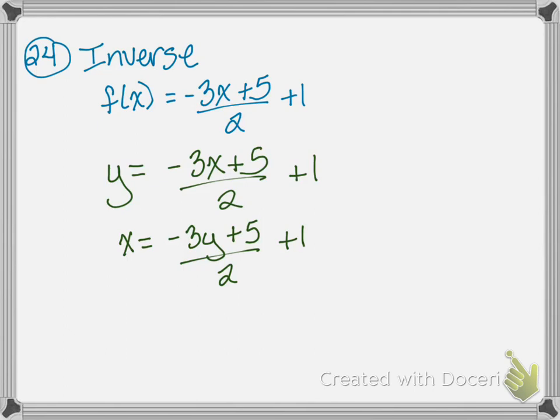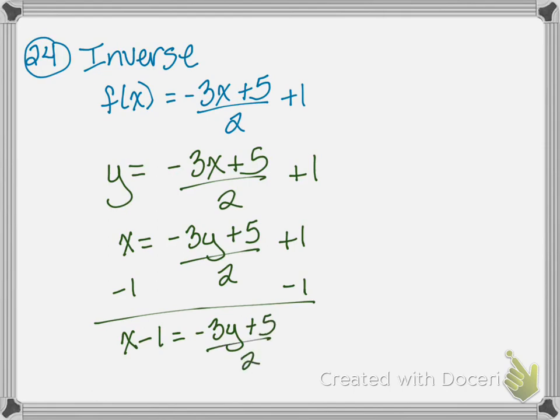Now, you may want to multiply by that 2 to get rid of it to begin with. And that is a reasonable thing to do. You can just multiply everything here by 2 to get rid of it. The other thing that you could do is subtract 1 from each side. And that's what I'm going to do. I'm going to go ahead and subtract 1 from each side, and I'm going to be left with x minus 1 equals negative 3y plus 5 over 2.